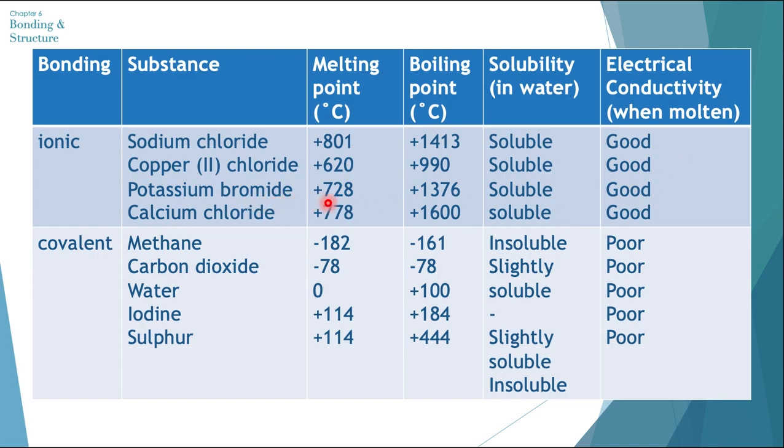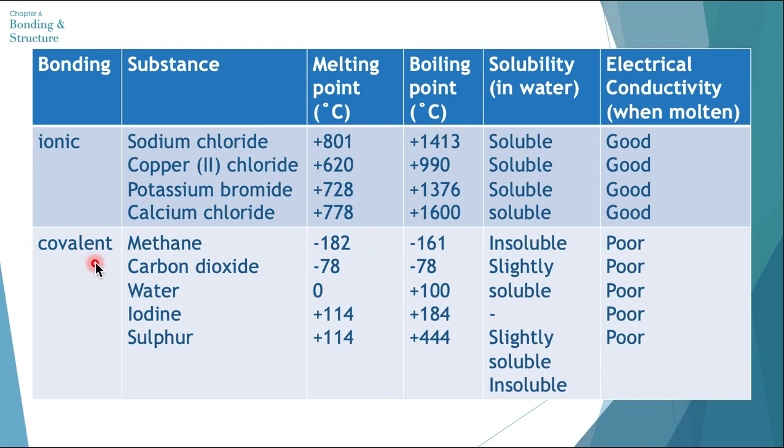Potassium bromide has a melting point of 728 degrees centigrade, a boiling point of 1376 degrees centigrade, and is soluble in water and is a good conductor of electricity. Calcium chloride also has very high melting and boiling points: 778 degrees centigrade melting point and 1600 degrees centigrade boiling point, and is also soluble in water and a good electrical conductor. So ionic substances, as you can see, have very high melting and boiling points. They all are soluble, at least the ones that are given here, and they are all good conductors of electricity.